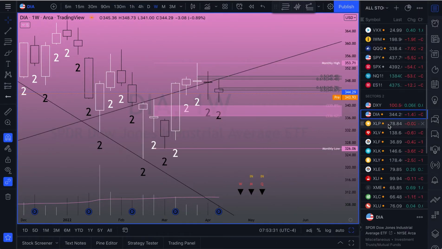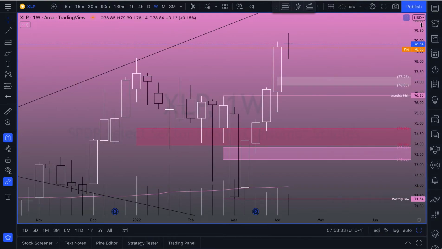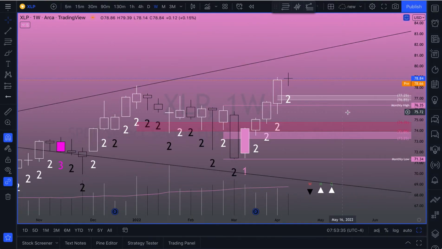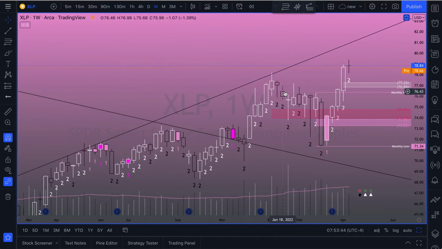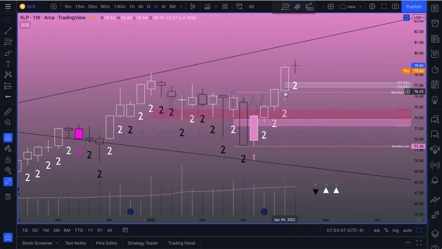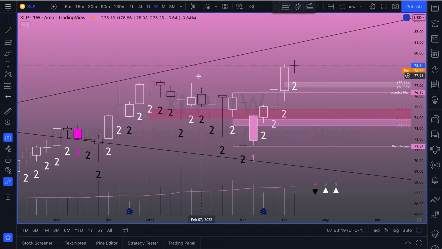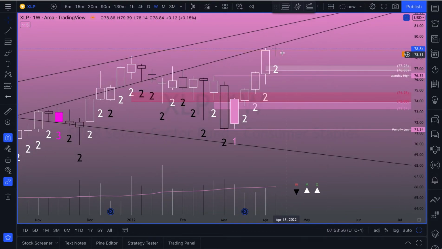Let's see, XLP. XLP is very much giving 2-2 reversal vibes. This is the consumer sector. Yes, it's giving me 2-2 reversal vibes. Watch it for a retest here on XLP.